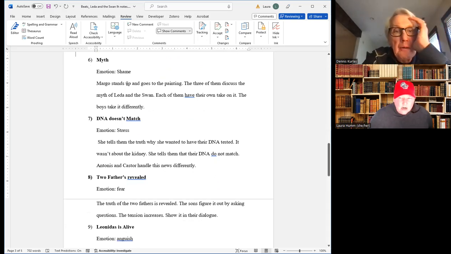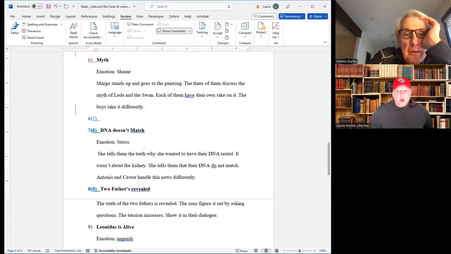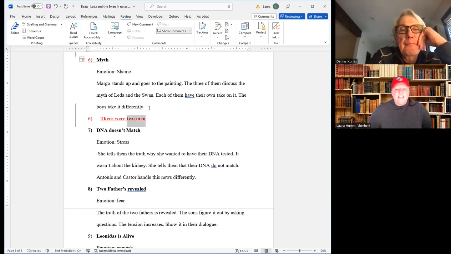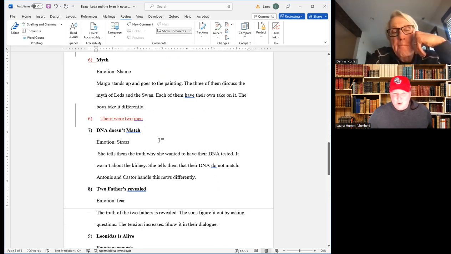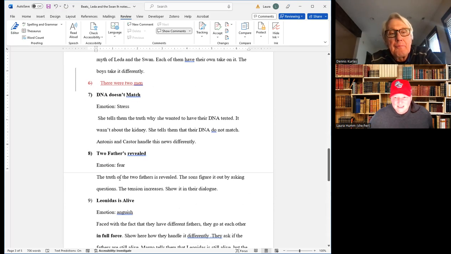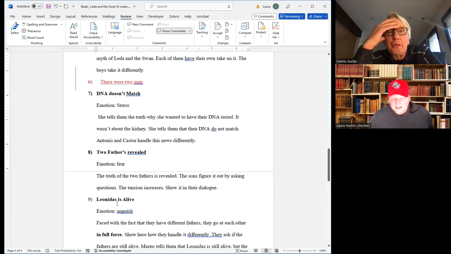And it's not just about the myth here, she also has to tell them that there were two men, right? And this is also this moment of shame for her, because as a parent, you don't really want your kids to know what your sexual conquests were in your 20s, right? So if you look down to 8, the truth of the two fathers, is that what we're talking about right now?